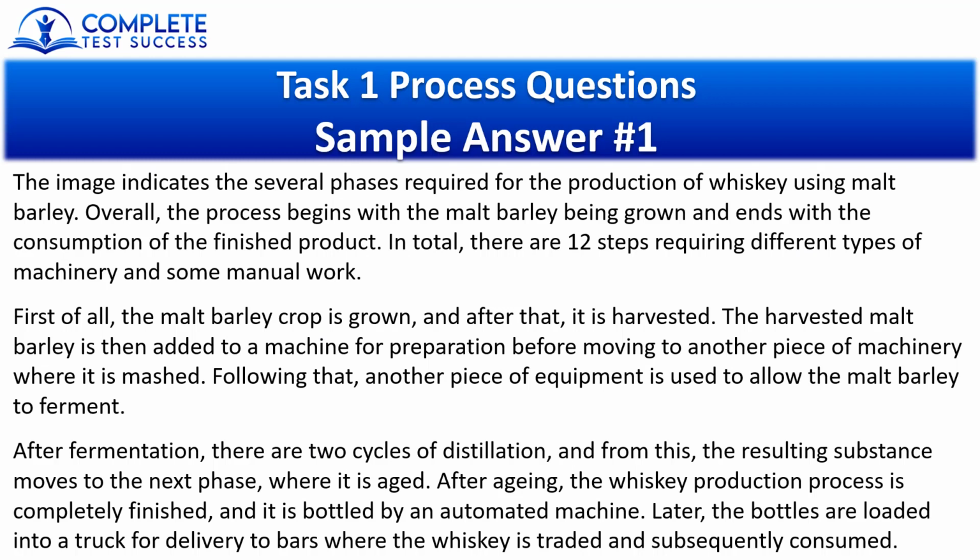So here are the 3 paragraphs we just looked at, and here are the types of words for sequencing that I mentioned. First of all, after that, then, before, following that, from this, next, after, later, subsequently. And it's important that you're able to use these types of words when you're answering process questions.